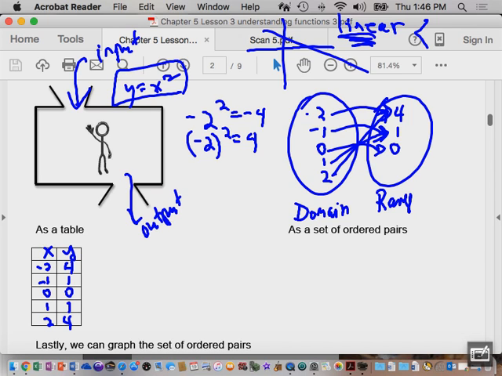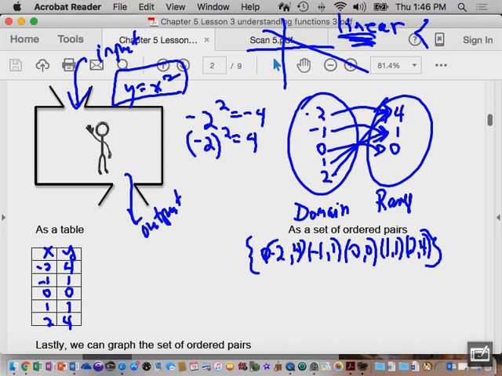Okay, so this is a function. That is a picture of it as a table. Now, to write it as a set of ordered pairs looks like this: (-2, 4). Oops, sorry. There's already a picture on it. Is there? Yeah. (-1, 1), (0, 0), (1, 1), (2, 4). All right, so there it is as a set of ordered pairs.